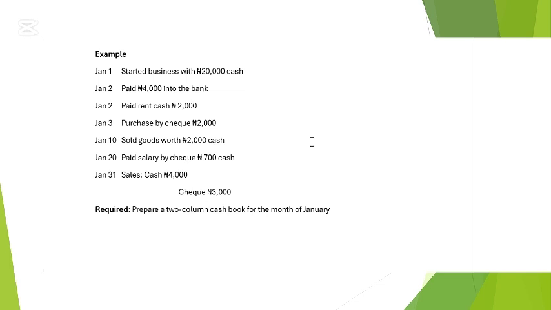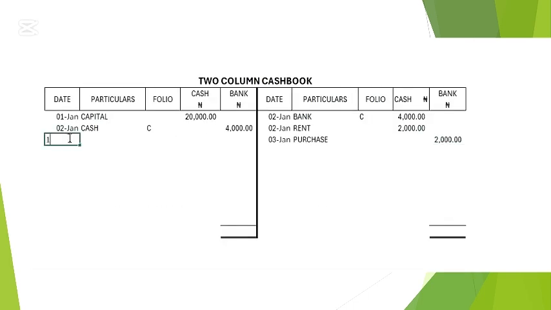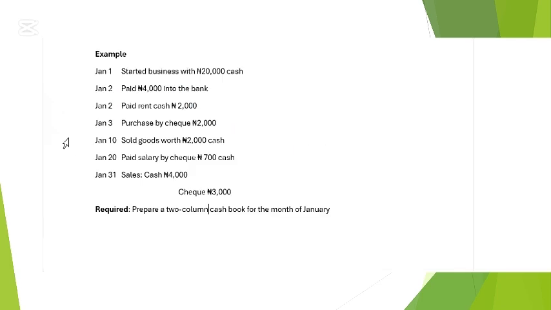On the 10th, sold goods worth 2,000 naira. When you sold goods, you receive cash in return, because here it is stated categorically that it was made in cash. When you sold, you receive cash. So on the debit side, 10th of 1, the narration will be sales. They said cash, how much? 2,000 naira cash.